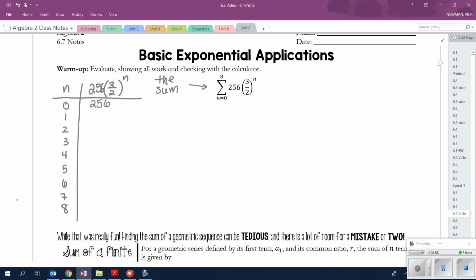So what do we get when we plug in 1? 384? 2? What is it? Thank you. 3? 4? 1296? 5? 6? 7? 8.